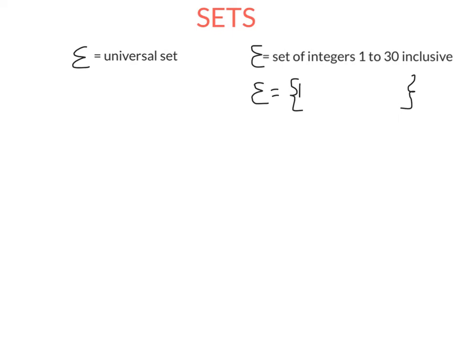So epsilon would be the set 1, 2, 3. I don't want to write all of them, so I'll just put some dots all the way up to 30.